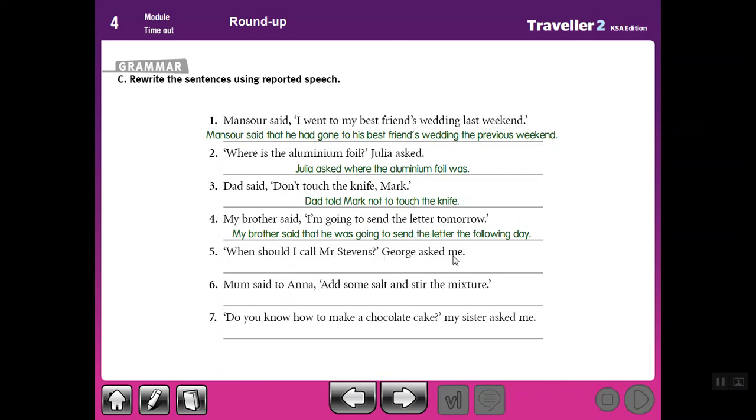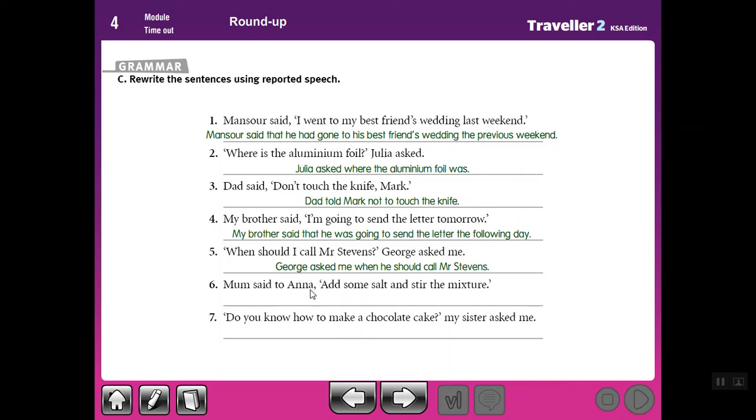Number five. When should I call Mr. Stevens? George asked me. It's a question here. So I will say, George asked me when he should call Mr. Stevens. Okay? In the question, the subject comes after should. But when we exchange it into reported speech, the subject comes before should, before the auxiliary verb, before the modal verb, قبل الفعل المساعد أو الناقص.